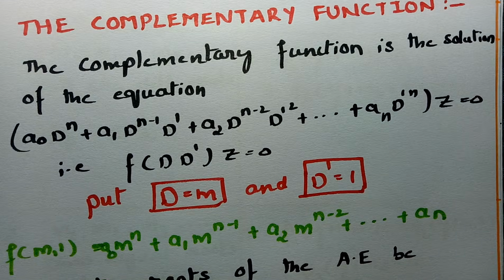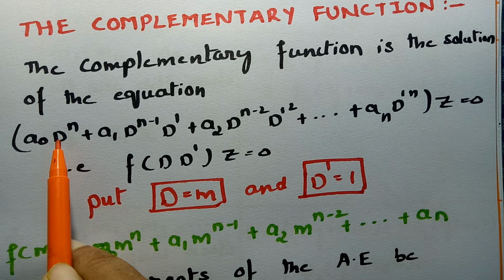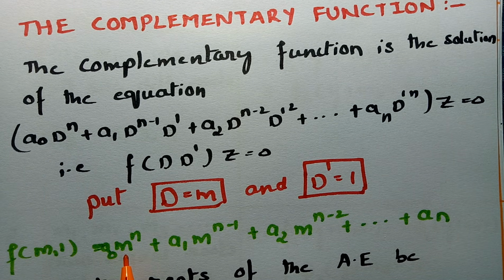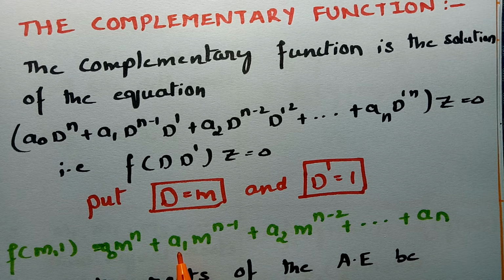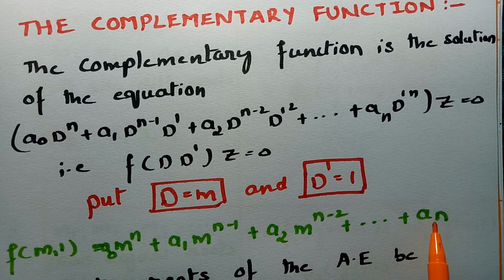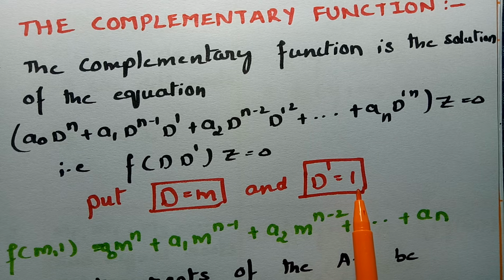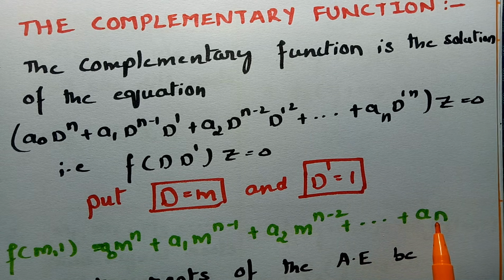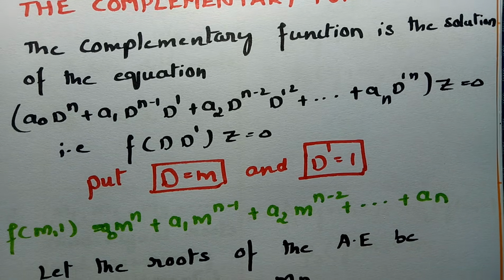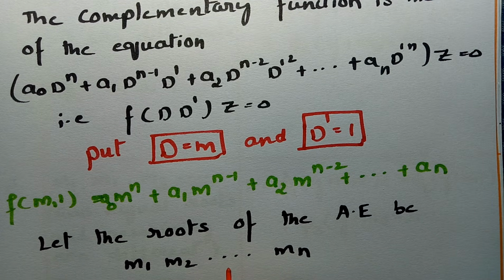Then in place of D, if I write small m, it will be a0 mⁿ plus a1 mⁿ⁻¹ plus a2 mⁿ⁻² plus and so on an. In place of D' I am going to write 1, so that if this equation is solved, the roots will be of the form m1, m2, m3 and so on mn. So we'll get n roots.